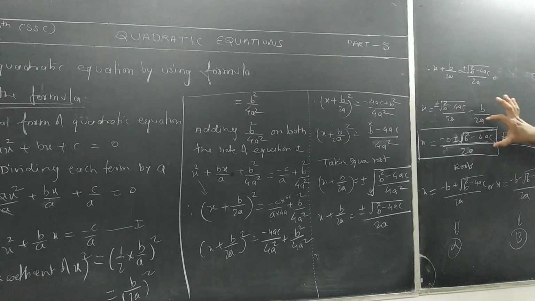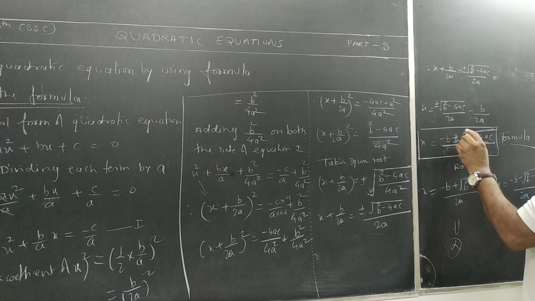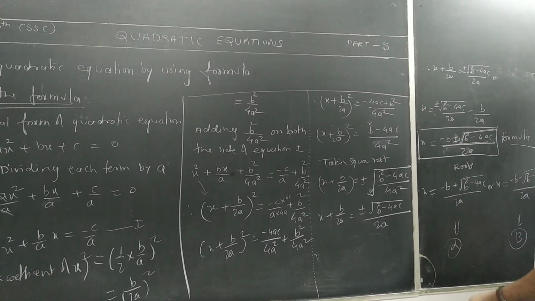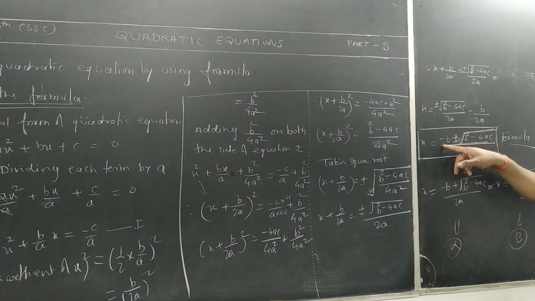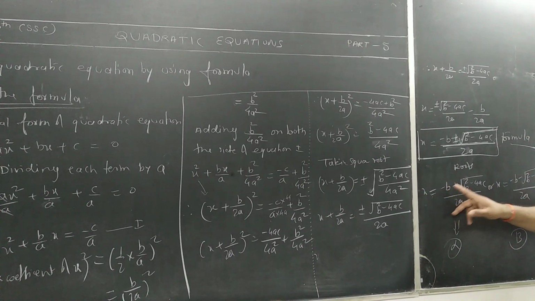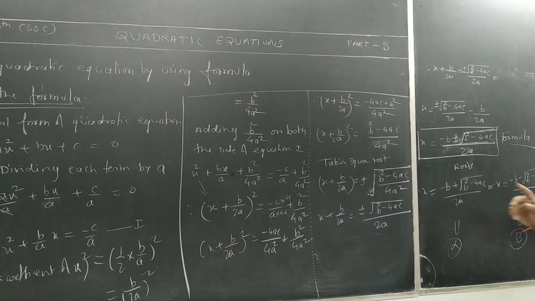And this formula is more important for us. What is the formula to solve problems of the quadratic equation? x is equal to minus b plus or minus root of b square minus 4ac upon 2a. Means x is equal to minus b plus root of b square minus 4ac upon 2a, or x is equal to minus b minus root of b square minus 4ac upon 2a.